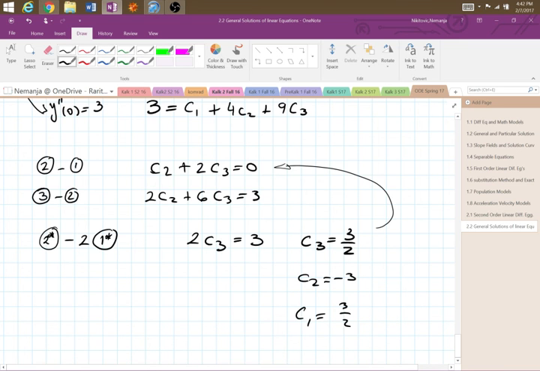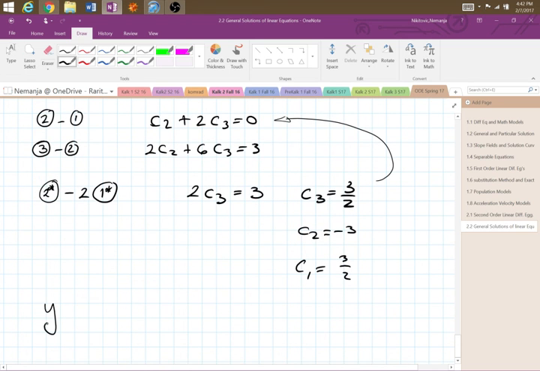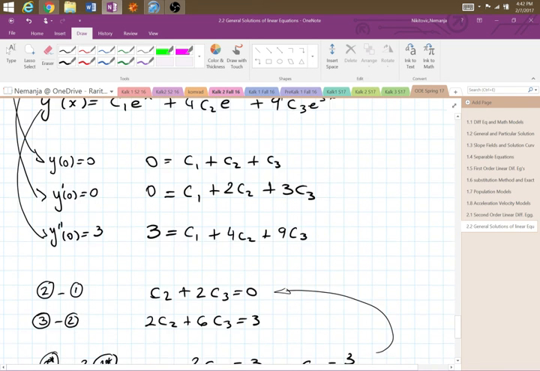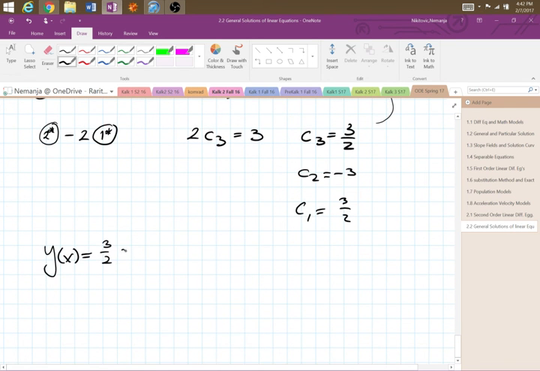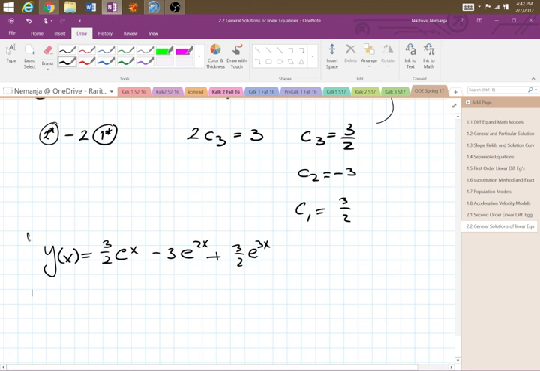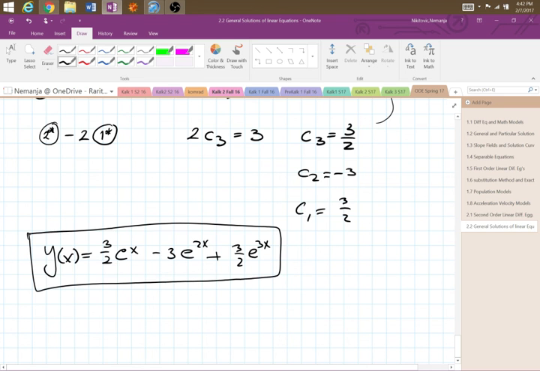Awesome. So what is the actual solution? It's C1, which is 3 halves. What's the first one on the list? e to the x, e to the 2x, e to the 3x. So 3 halves e to the x minus 3 e to the 2x plus 3 halves e to the 3x. That will be the solution.